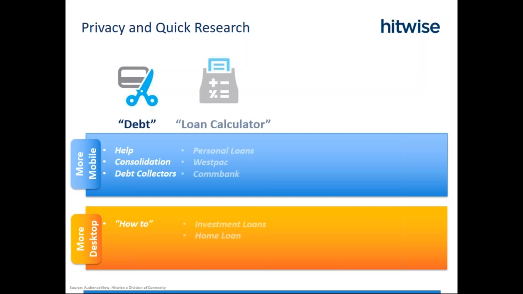Then we look at loan calculator. So they're looking at things like personal loans. But when you look at mobile, this is where a lot of financial institution brand names keep coming up. So Westpac and CommBank. So the people that are searching on their mobile phones already have their financial institution in mind, and they're actually looking for that product.